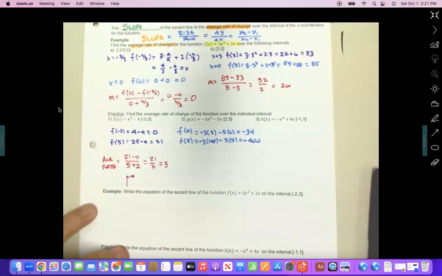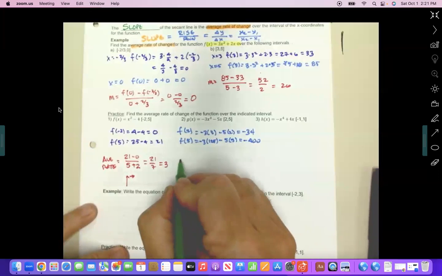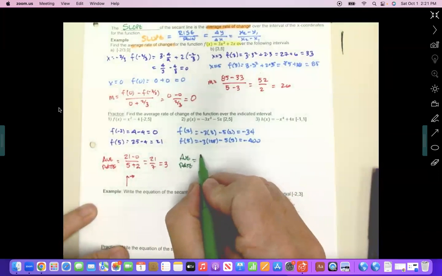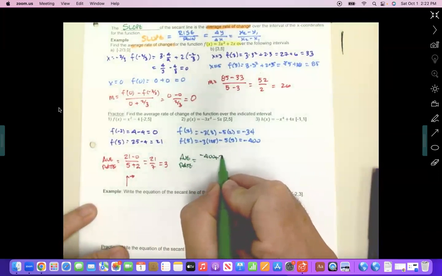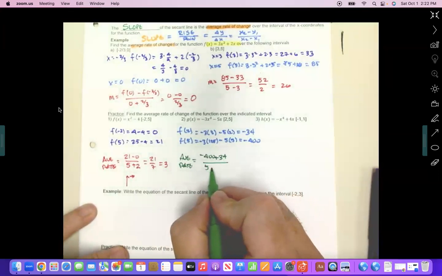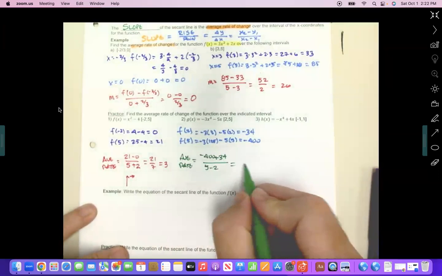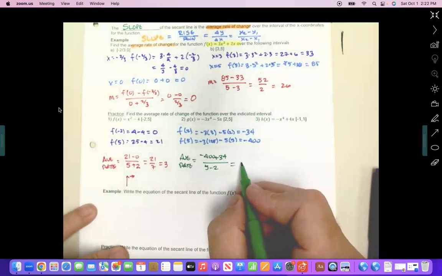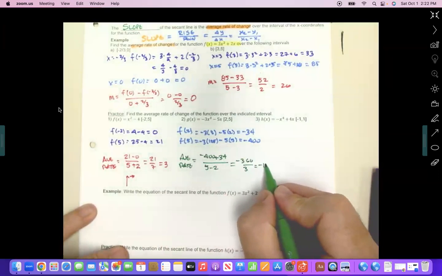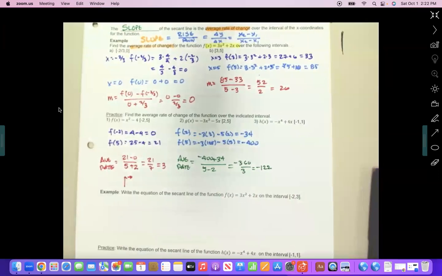Our average rate of change this time will be those two values, negative 400 plus 34, all divided by 5 minus 2. And this should be negative 366 divided by 3, or an average rate of change of negative 122.